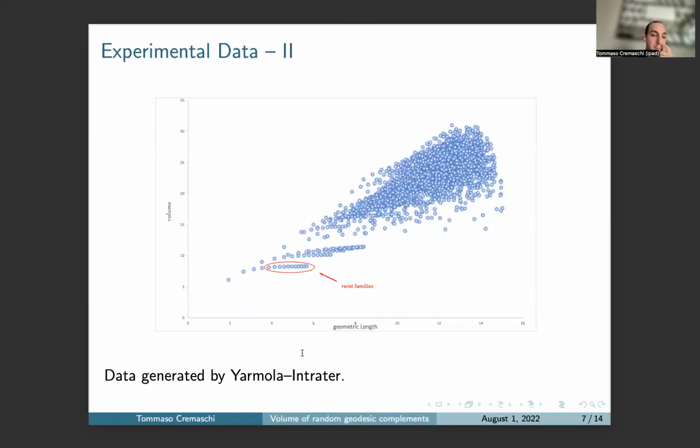And so other collaborators computed a different set of things. What they did is they looked at all geodesics of length at most 16.